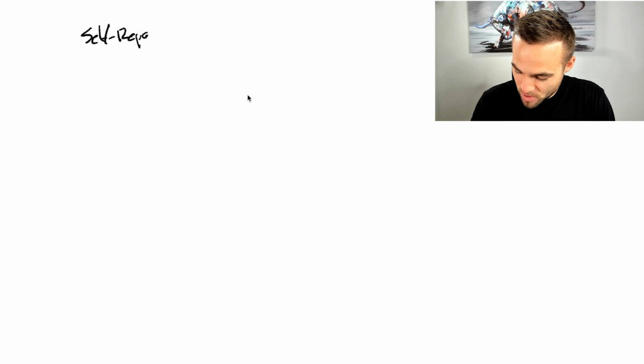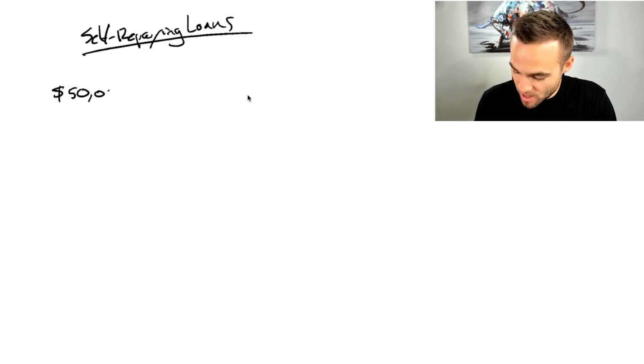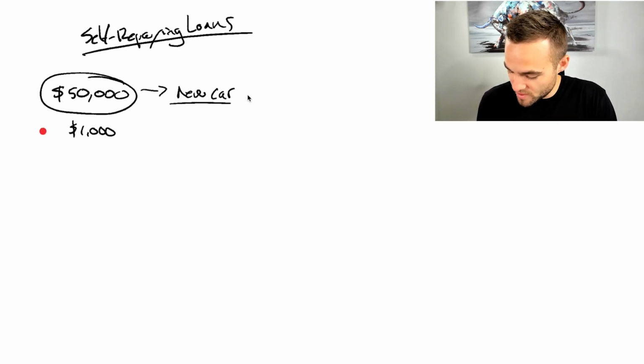So what we're going to be talking about is something called self-repaying loans. To understand this, you probably understand how a normal loan works. You basically take out, say, $50,000 and you have to pay monthly payments. Let's say you have to pay $1,000 per month, and let's say that this $50,000 goes towards purchasing a new car.